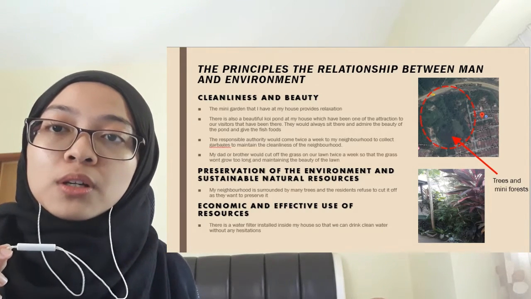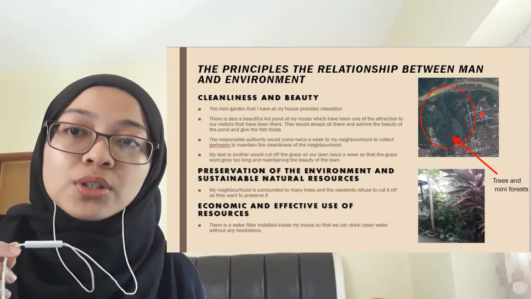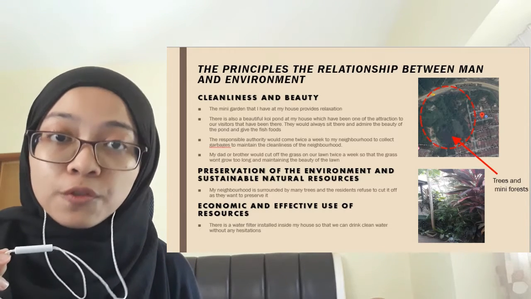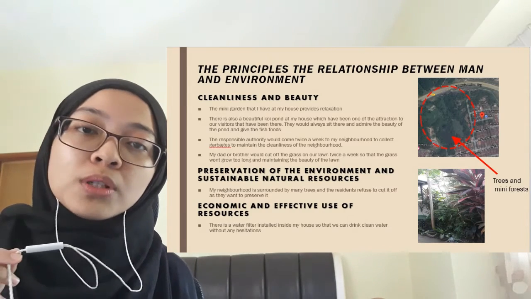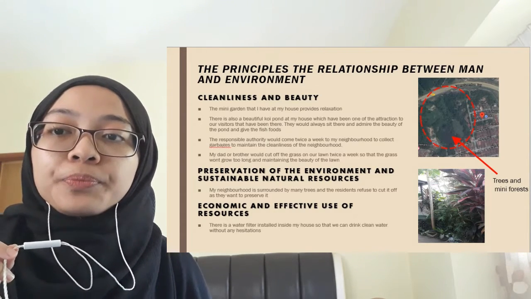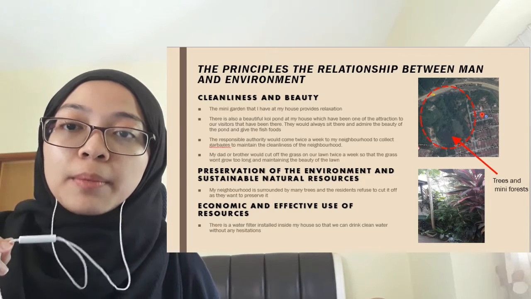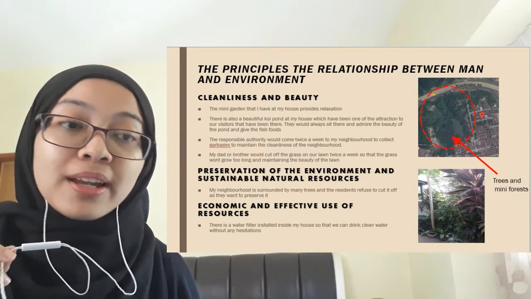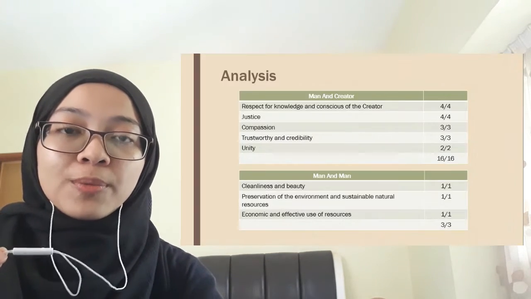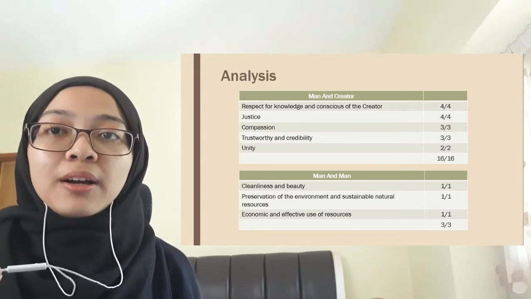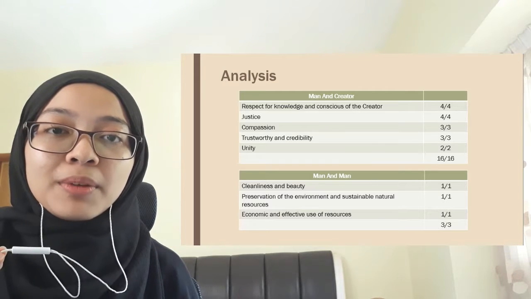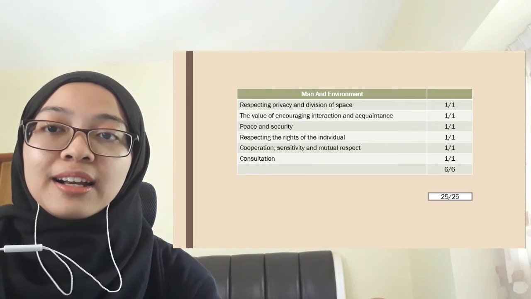And in terms of preservation of the environment and sustainable natural resources, my neighborhood is surrounded with many trees, and the residents refuse to cut them down as they want to preserve them. And in terms of economic and effective use of resources, there is a water filter installed inside my house so that we can drink clean water without any hesitation. So from the analysis, I can conclude that my house fulfills the total planning doctrine, as I scored 25 over 25.